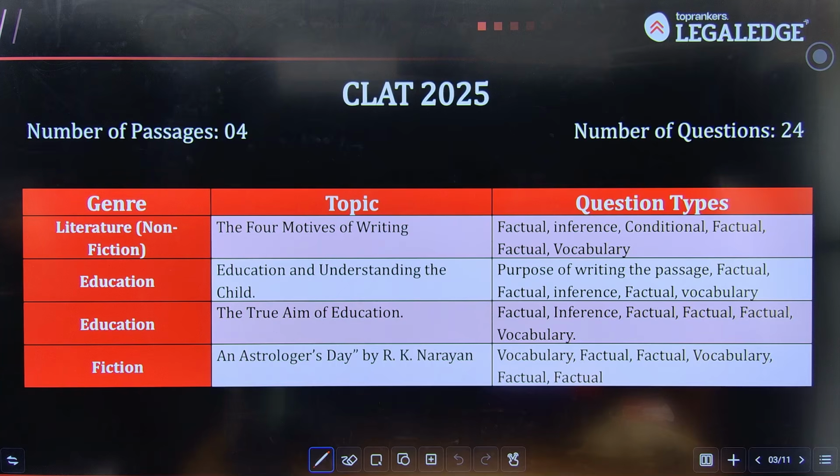Now, the last one, again fiction, students. Again, 2 passages were from fiction. An Astrologer's Day by R.K. Narayan was the title of the passage. The dominant question type was factual. We can see four questions were fact-based, and one or two questions were around vocabulary.